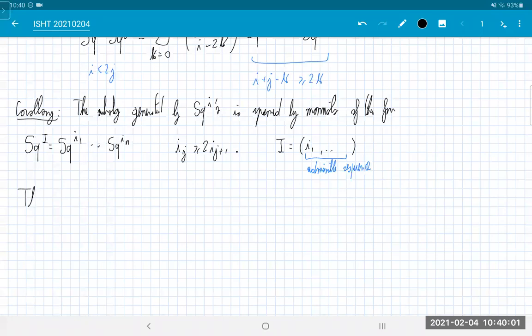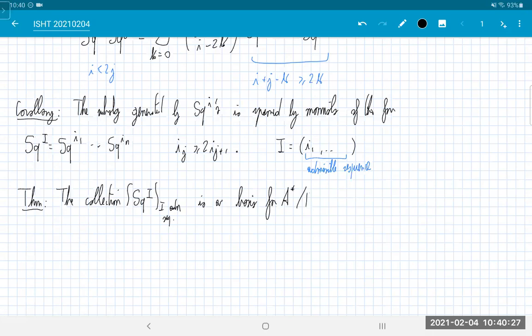And then I'm going to take the following theorem: A star, the collection Sq^I, as I is an admissible sequence, is a basis for A star over F2. Okay, so these are, I think, all the properties of the Steenrod algebra that we're going to need.